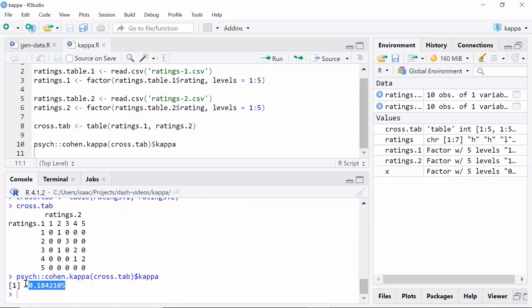So these raters have a lot of work ahead of them, but hopefully you've come away from this understanding a little bit more about how R handles factors internally.